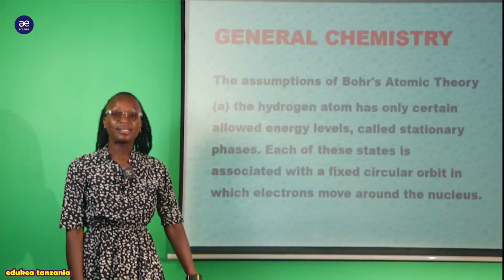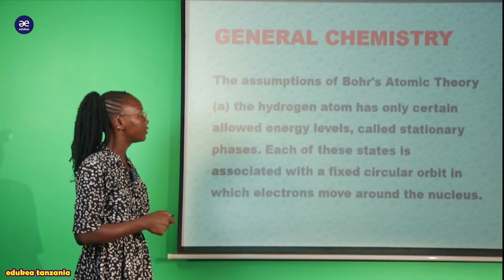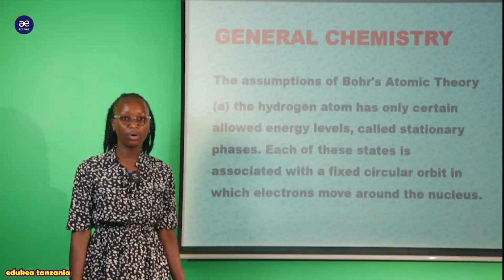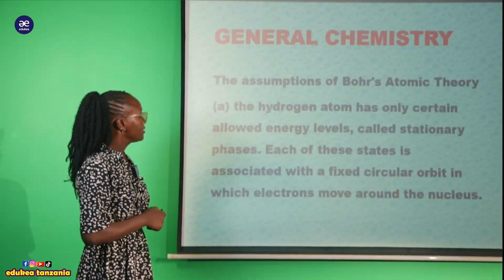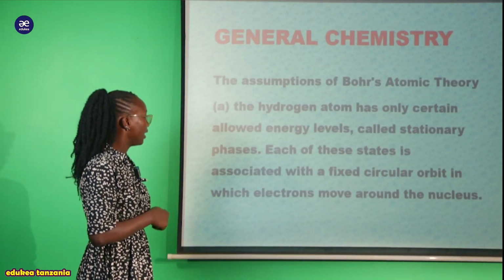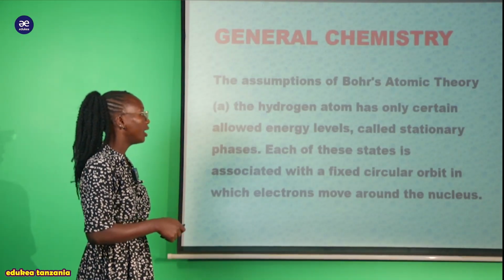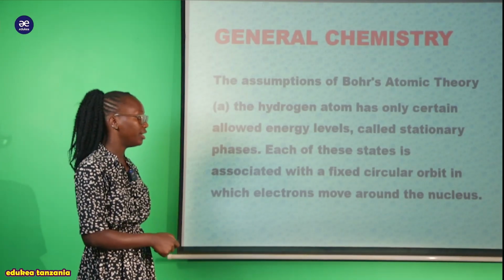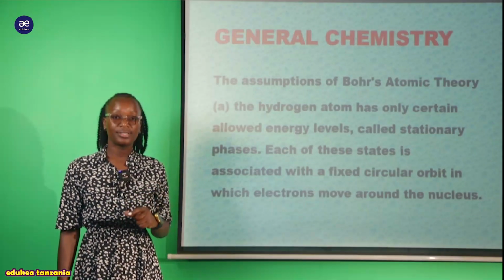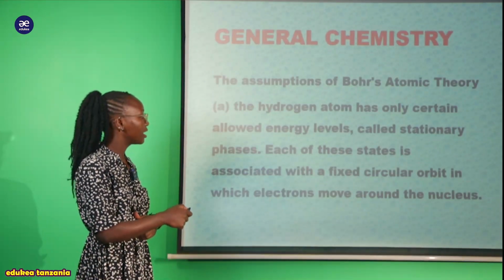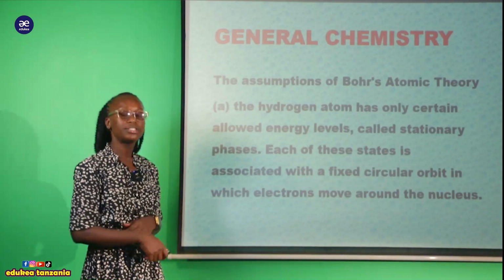So simply let us start with the assumptions of the Bohr atomic theory. First assumption ambayo nimename kama A, state that the hydrogen atom has only certain allowed energy levels called the stationary phase. Stationary phase. Anasema kwamba hii hydrogen atom has only certain allowed energy levels.